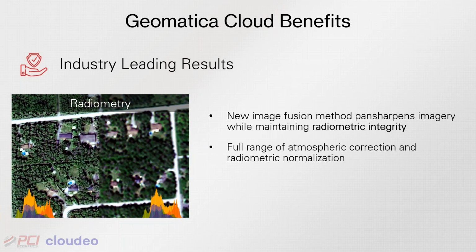So if we combine this with the capability of our full atmospheric correction and radiometric normalization suite, we have some of the best tools for creating analysis-ready data. So thinking about it, we have the ability to geometrically correct within, say, 1/10 of a pixel accuracy, plus the ability to radiometrically normalize or perform atmospheric corrections, as well as pan sharpen while maintaining the radiometric integrity of the image. This now allows you to perform your analysis in a way and at a resolution that was never before possible.